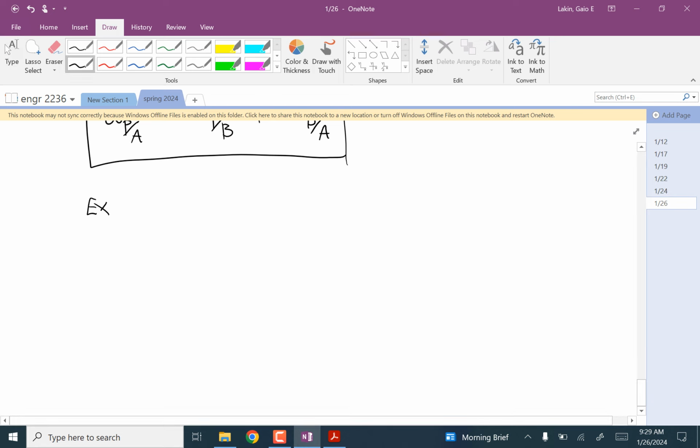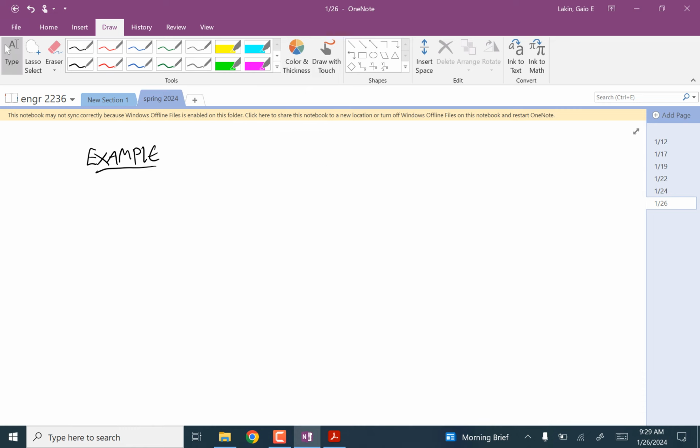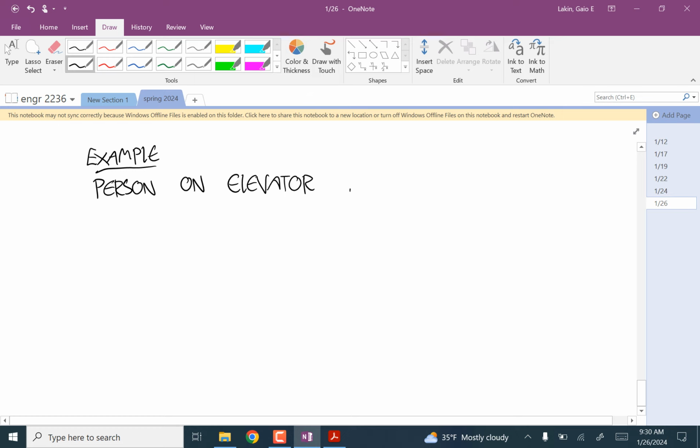Here's the first one. It's kind of a simple case, but let's say that a person on an elevator drops their keys. Person on an elevator drops keys while the elevator, during that brief period where it's accelerating up.